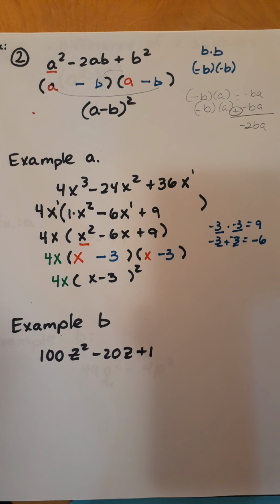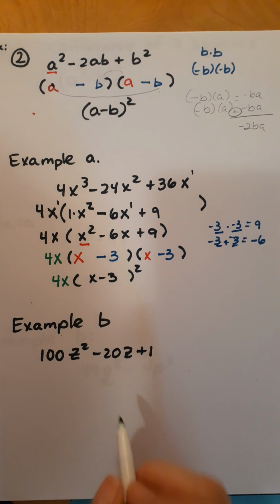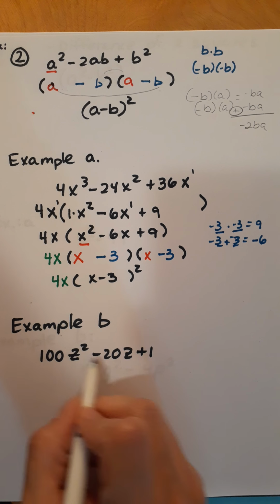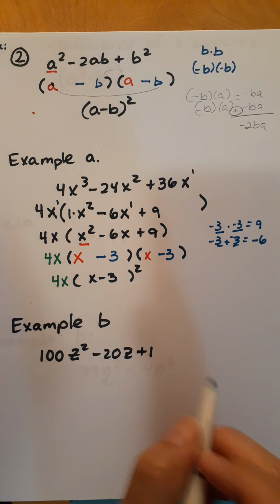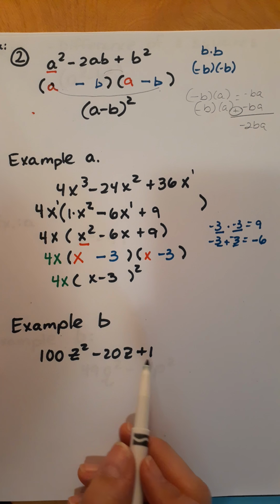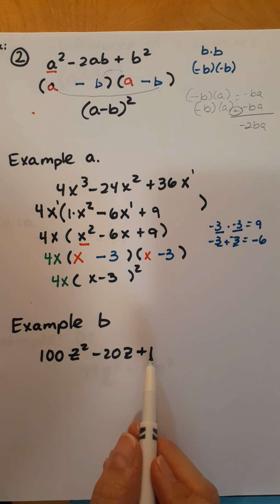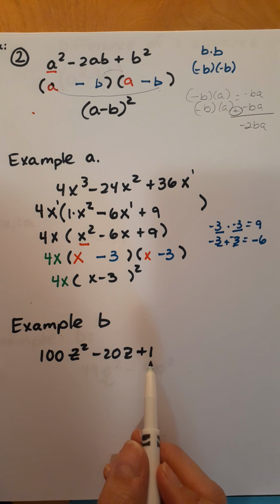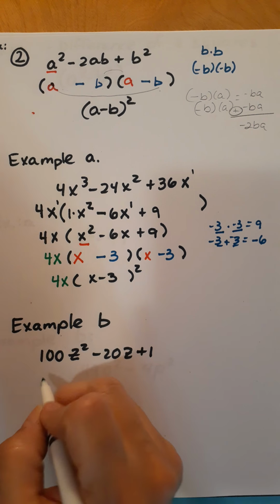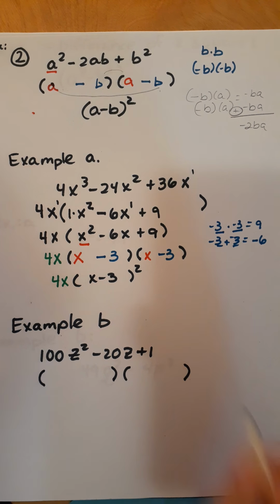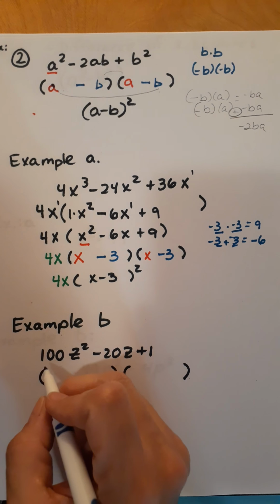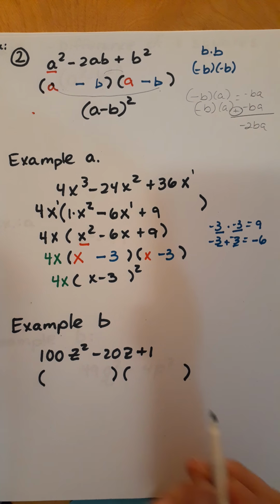Now let's go to example B. Okay, here we go. So we have 100z squared minus 20z plus 1. Not all the terms have z's, so we don't factor out any extra z's. And this has 120 and 1, so there's no common factor that we can pull out for all of them. So we're just going to go ahead and create our parentheses. Now, what times what is going to give us 100z squared? And, well, we got to look at this -20, right? And we also have to consider the 1.